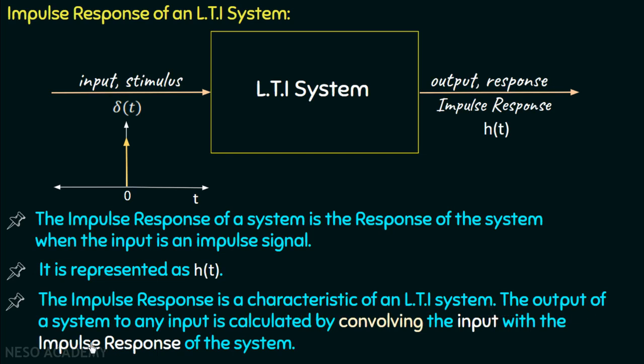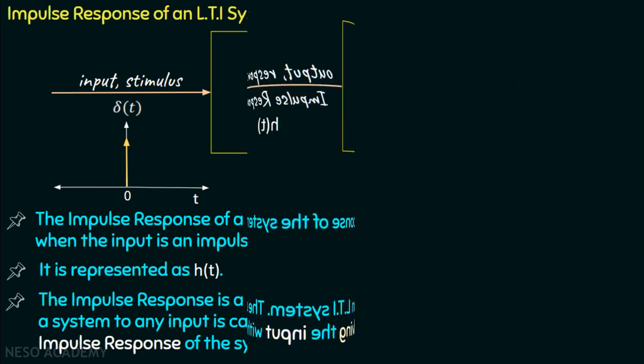And the output of a system to any input is calculated by convolving the input with the impulse response of the system. So when we have the impulse response of an L.T.I system, we can calculate the output with respect to any input. We just have to convolve the input with the impulse response, and hence we will get the output. And that is what we are going to discuss in the convolution property. So now we are done with the discussion of the impulse response of an L.T.I system. We will now move on to the convolution property.